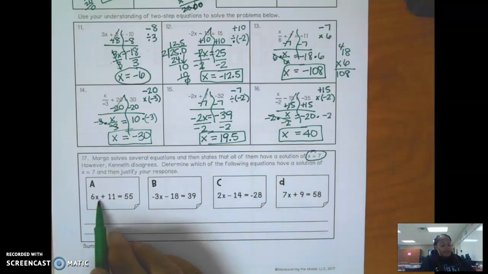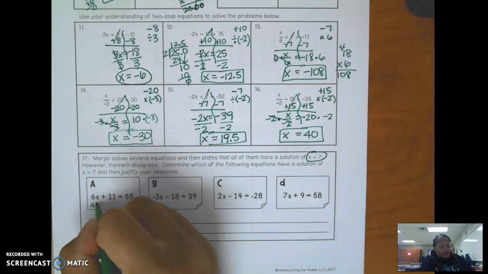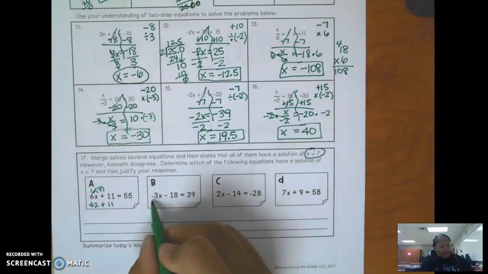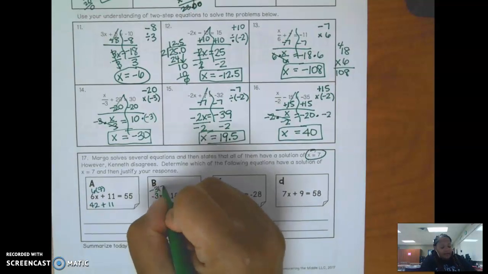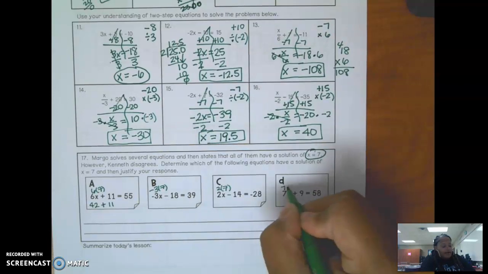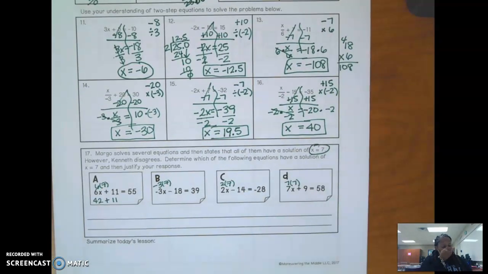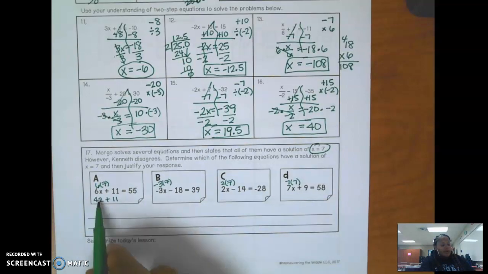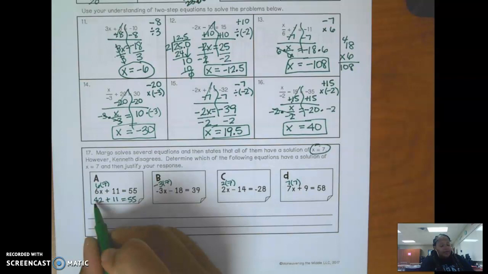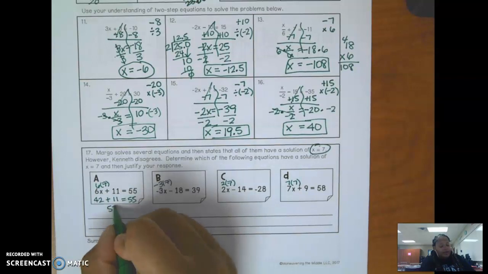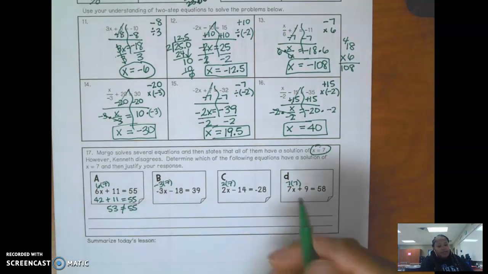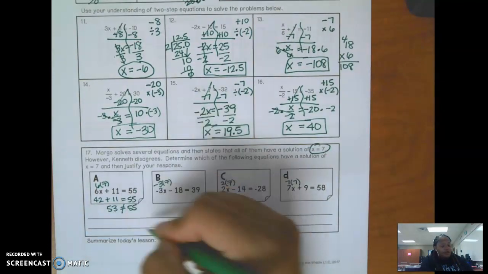So this is 6 times 7, which is 42 plus 11. This is negative 3 times 7. This is 2 times 7. And this is 7 times 7. 42 plus 11. Does that equal 55? 42 plus 11 is 53. That does not equal 55. So this is a no.